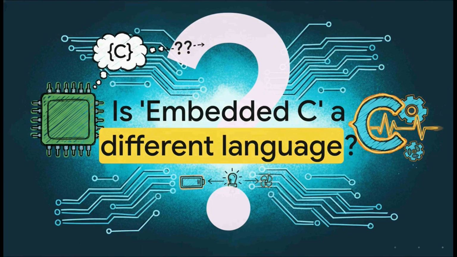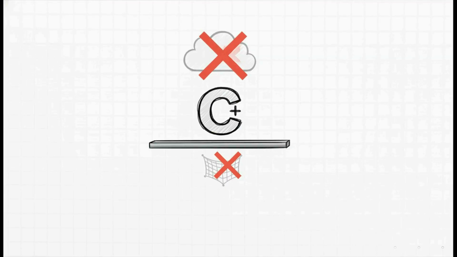So let's just get the biggest misconception out of the way right from the start. Is embedded C some kind of totally different language from the C you already know and love? The answer is a big, resounding no. Not at all. The syntax, the keywords like if, for, while, it's all the same C. The real difference isn't the language, it's the playground. You're writing C, sure, but this time you're on a tightrope, and there is no safety net below you.